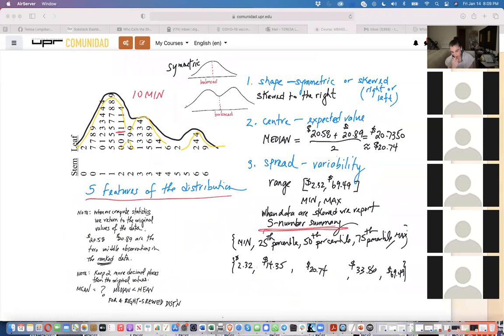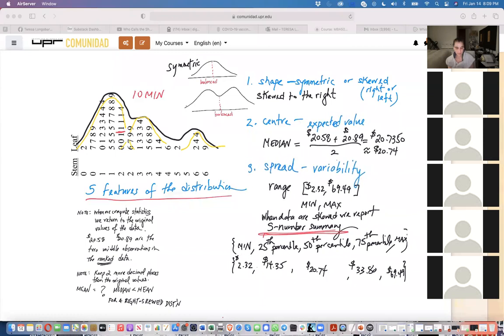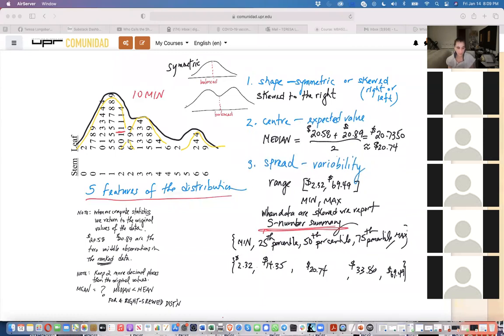All right. That's the spread. We're going to talk more about the 5-number summary later, but I just want to finish the 5 features before we go today. So that's 3.